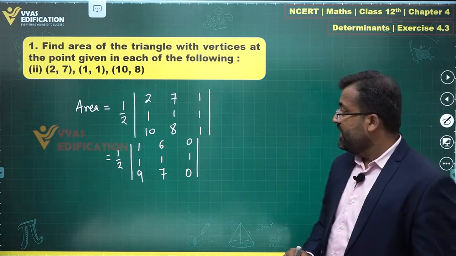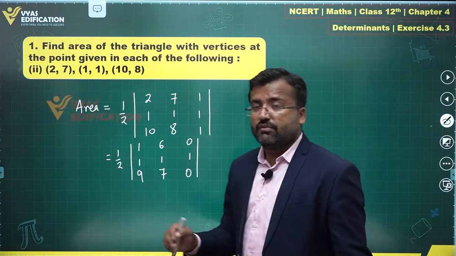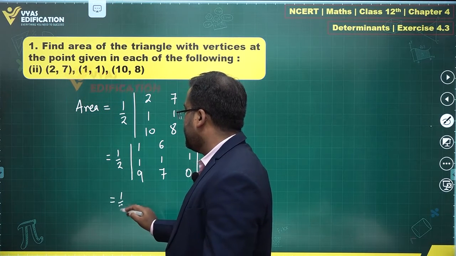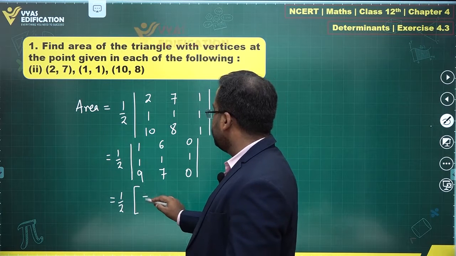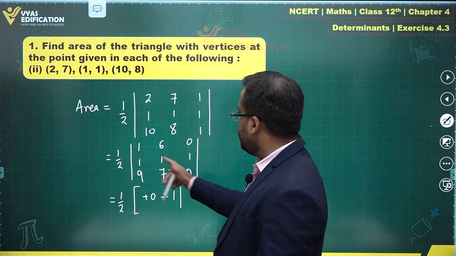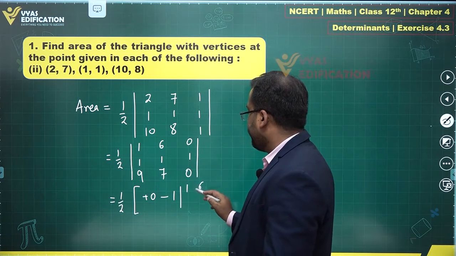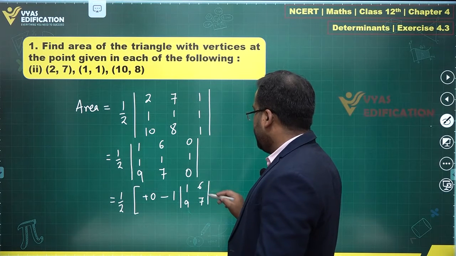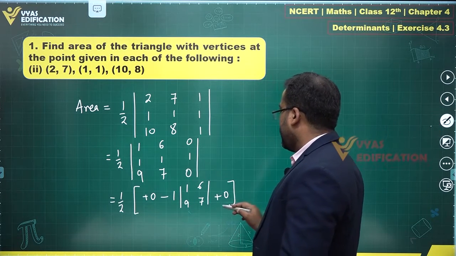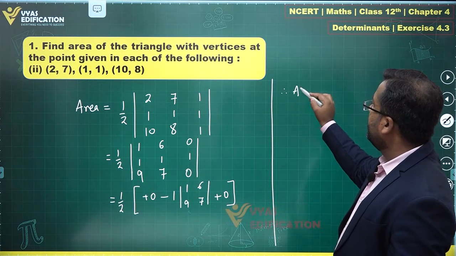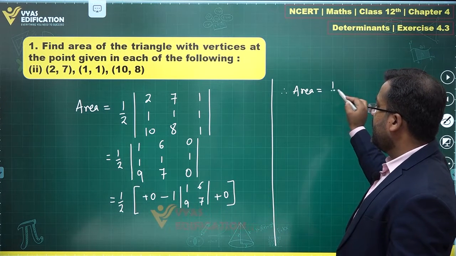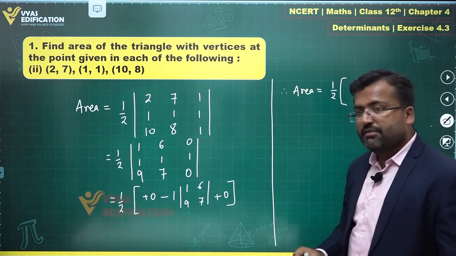Is that okay? Yes. And now we can expand along this column and we get the value of the determinant very easily. What you get is plus minus plus, plus 0 minus 1 times determinant of 1697 and my plus 0. This is what you get. Is that okay? Yes. Therefore, area becomes equal to what? Half of this determinant over here.